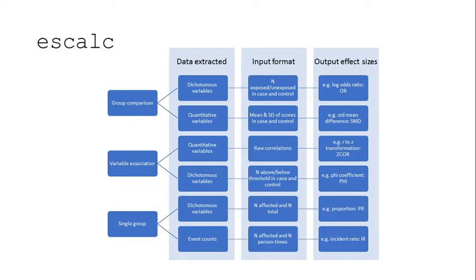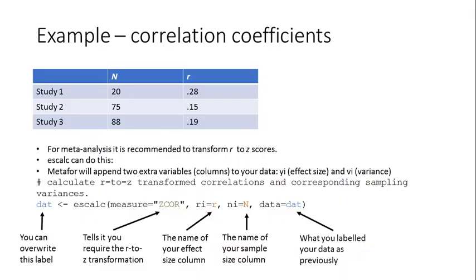Just to show you this, with the correlation coefficients, the command to do this R to Z transformation. This is your data. You are basically overwriting that label. You gave that label to your original data, and you're performing a function on it. This is escalc, and now you're telling escalc exactly what you want it to do.